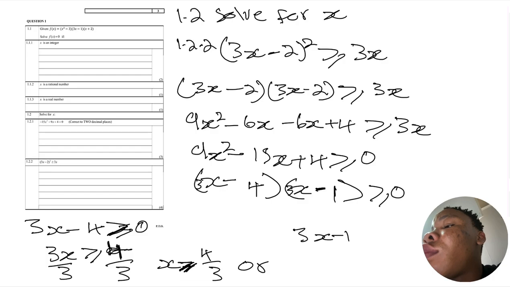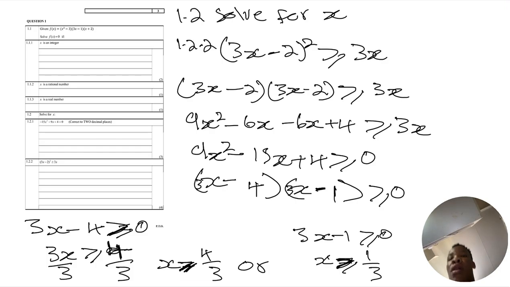3x minus 1 greater than or equal to 0. x is greater than or equal to 1 over 3. So let's move to the next question.